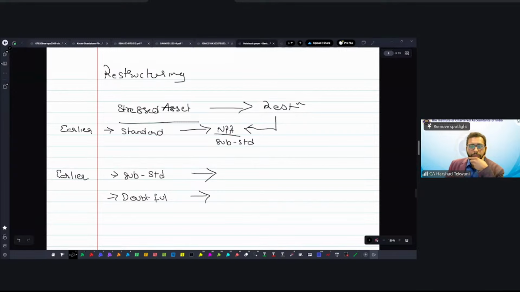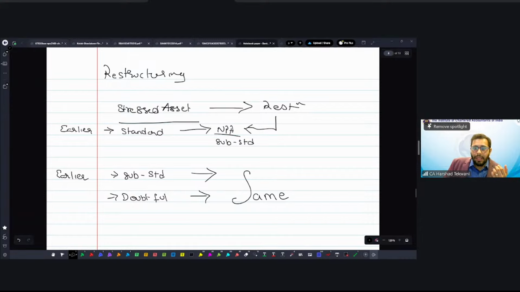Anyone? No idea, sir. In that particular case, it will remain the same because they are already NPA. You cannot just go from substandard to doubtful. It's already an NPA, so it will be the same. No change. Okay. Now, the moment I make this particular asset substandard, in the case of standard to substandard, I need to look for provisions. Yes or no? I need to look for the provisions.